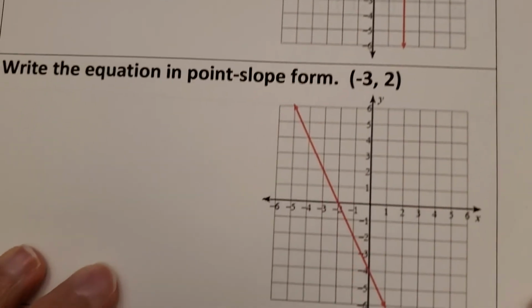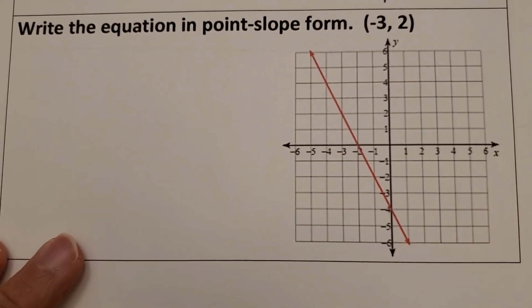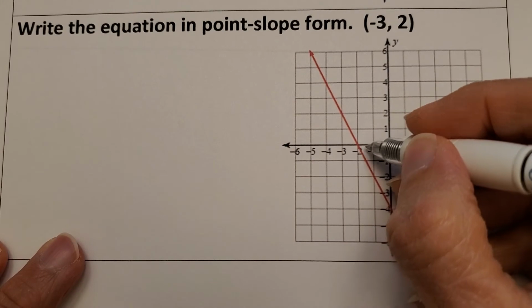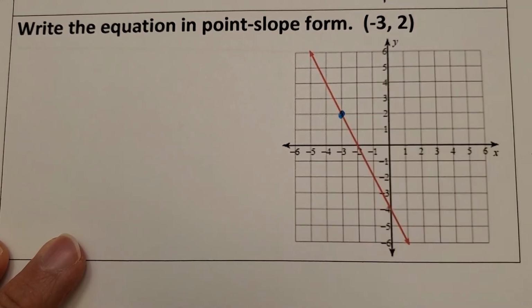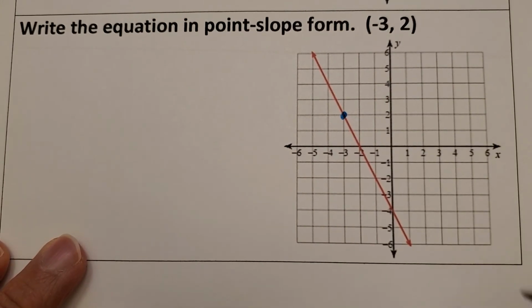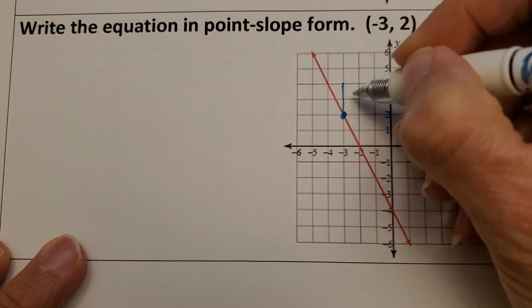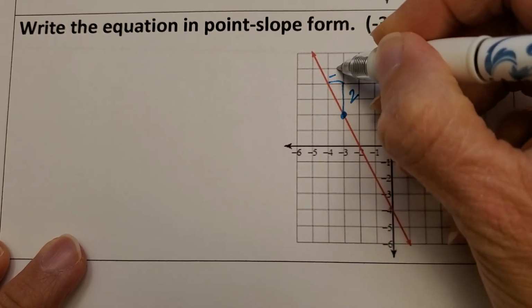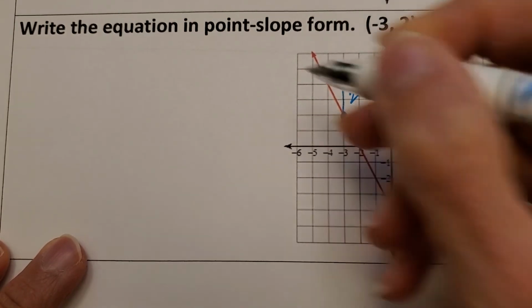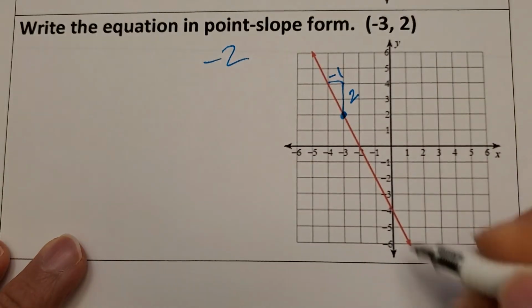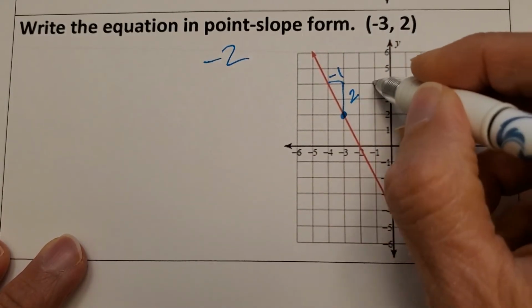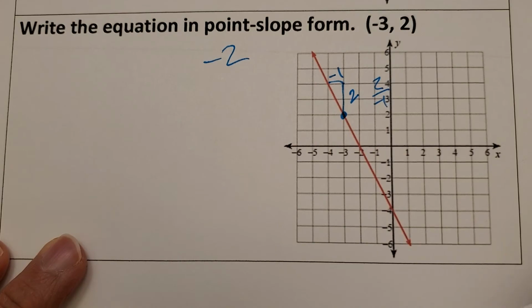All right, we're going to try this one. This one says point slope form. They tell me the point they want me to use. It's (-3, 2). I need a slope. So I'm going to find a slope. If I go up 2 and left 1, my slope is negative 2, because I went up 2 and left 1. That's 2 over negative 1, which is negative 2.